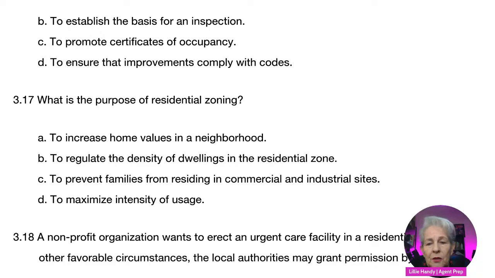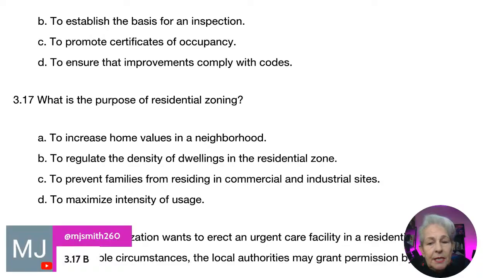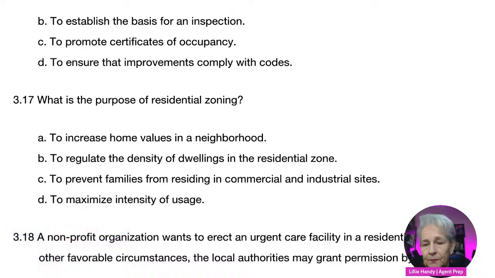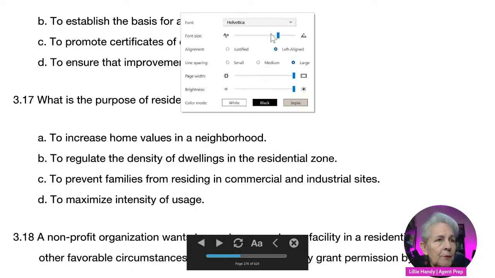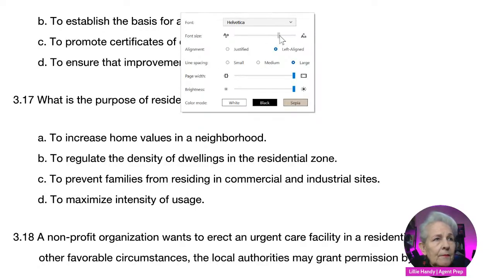You are correct, MJ. It is 317 B, to regulate the density of dwellings in residential zone. Very good. Thank you. Number 18.